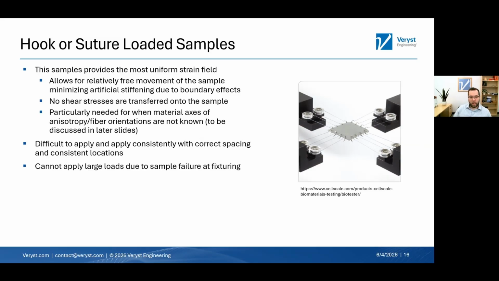Another example to look at is hook or suture loaded samples. This is kind of the opposite of the other two in that it provides much more freedom to the sample. So you have minimal boundary effects, no shear stresses are transferred onto the sample. As a result of that, it's very useful when the material axes of anisotropy or fiber orientations are not known. But it is difficult to apply consistently with the correct spacing and consistent locations, which is important. If you've got bad spacing and inconsistent locations, then you're going to disturb your strain field and stress field, which could lead to variation in your data and your calibrations.